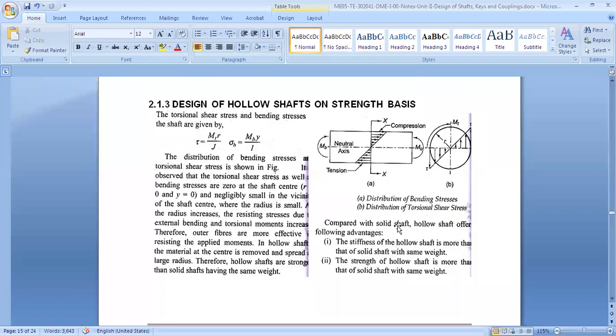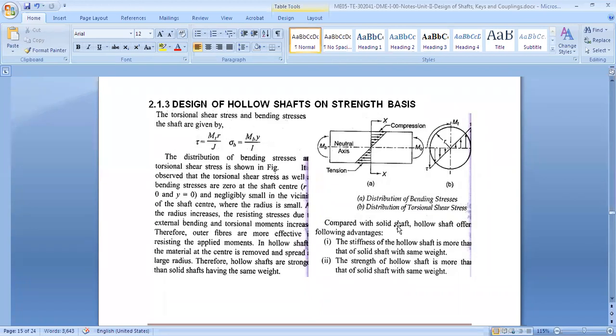So the advantages of hollow shaft are that for the same weight, hollow shaft can take more stress, or its allowable stress is more, or it can take more load, or more torque. How? Because tau is equal to Mt upon J into R. That means it is proportional to R. The more the R, the more stress it can take.